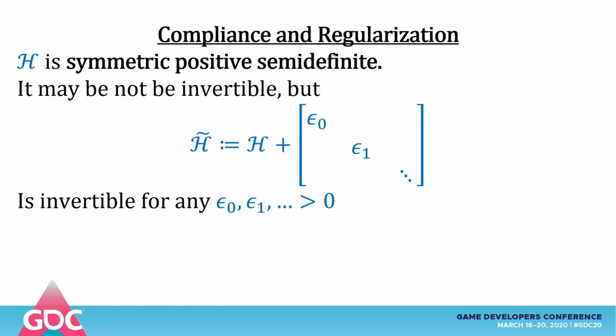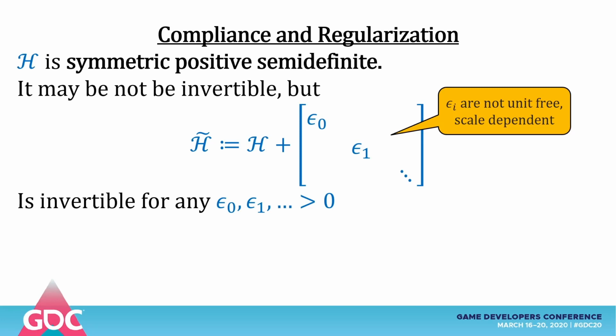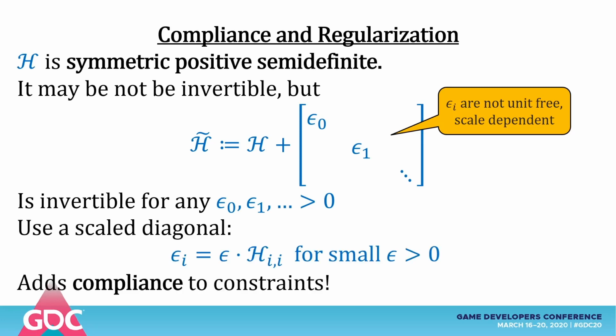So how does regularization work? H is symmetric, positive semi-definite, which means the eigenvalues are non-negative. This means that adding anything positive to the diagonal makes the matrix invertible. Of course, adding absolute values is scale dependent, and it's much better to add epsilon times the diagonal. Adding such a regularization term changes the mechanical system and makes the constraints compliant.